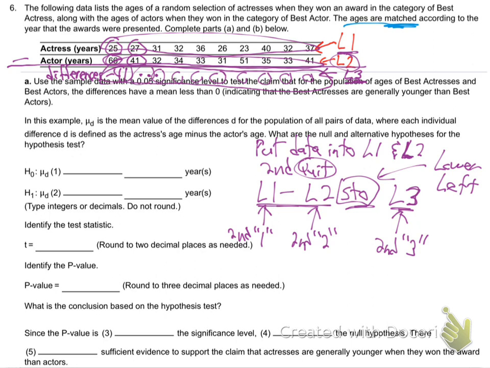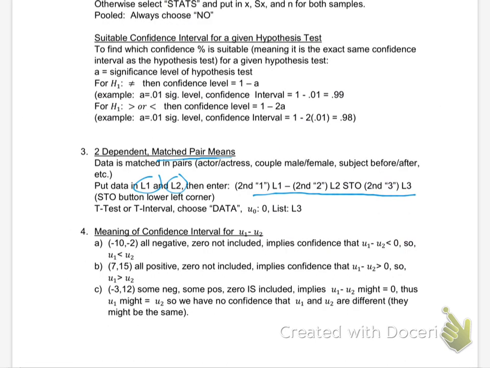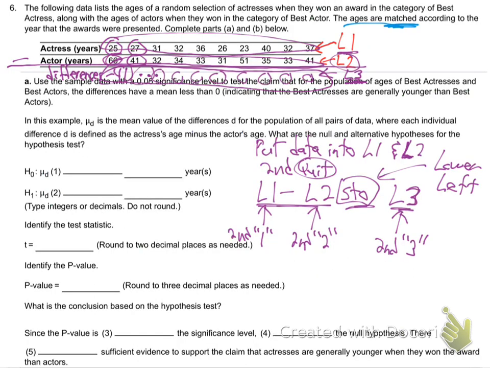Okay, so that's what the instructions say here. Put the data in L1 and L2. This is the exam 4 notes, which will be real helpful for you. Exam 4 notes. Put them in L1 and L2, then go L1 minus L2 stored in L3. And then either do a t-test or t-interval. Choose data and that.